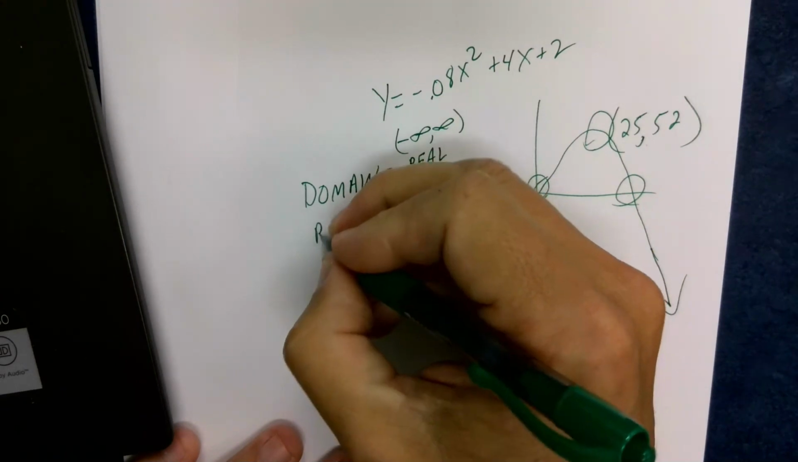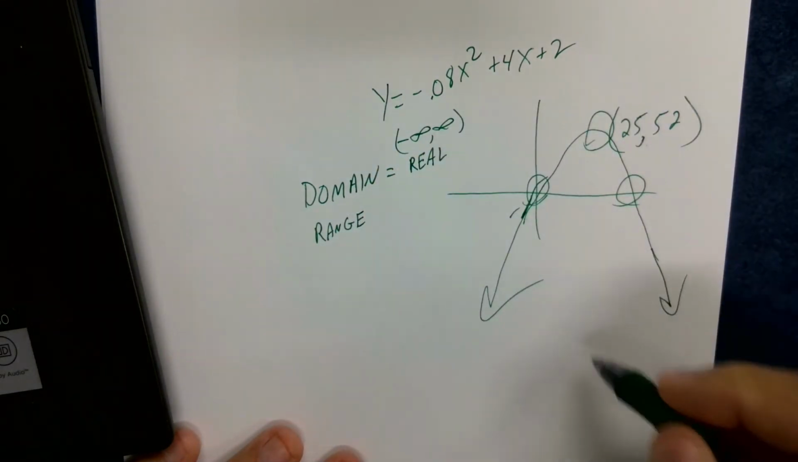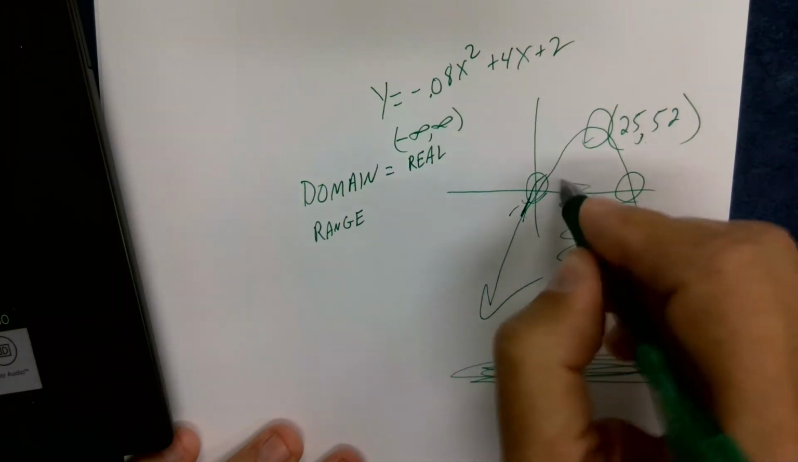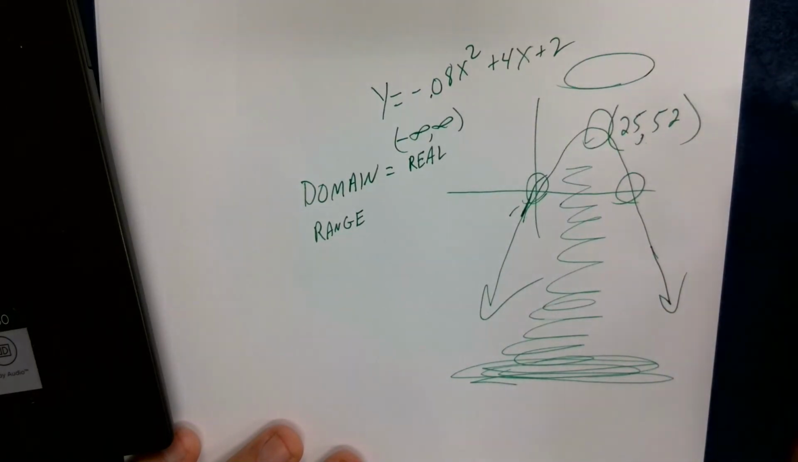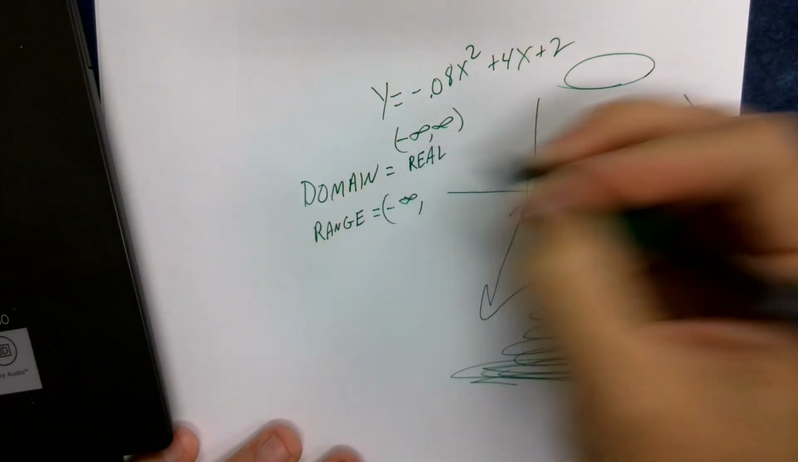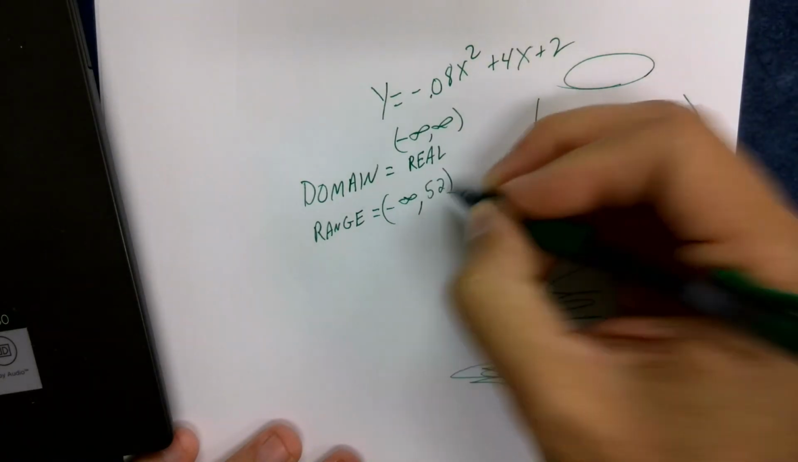And the range is the output of the y values. So you can see that there's y values way down here and all the way up to here and all the way up to here. But I'll ask you, is there any y values here on this parabola? The answer is no. So where does it stop? It stops right there. So the range goes from negative infinity all the way up to 52. Okay? So, hopefully this was beneficial to you, that you understood that.